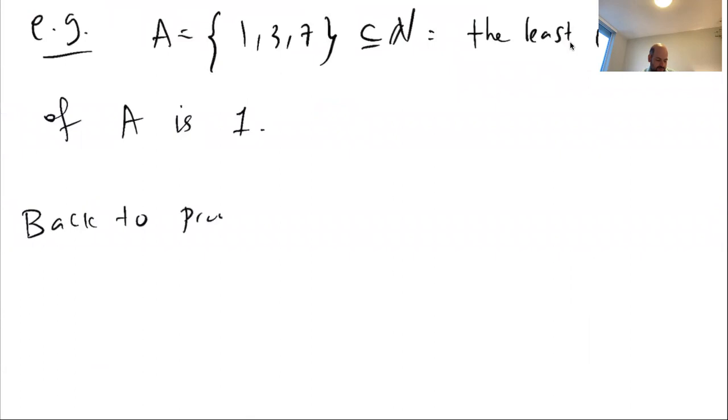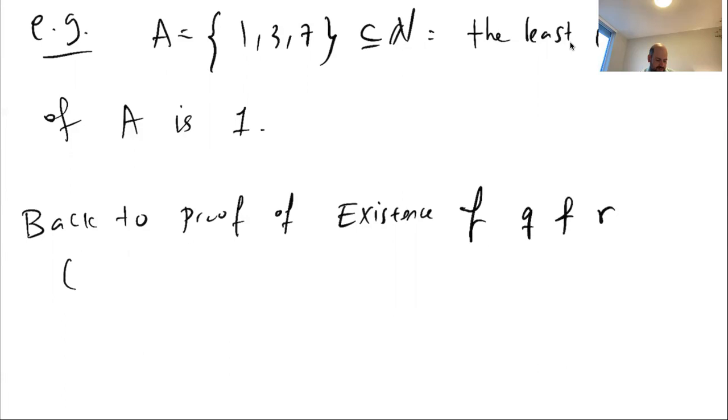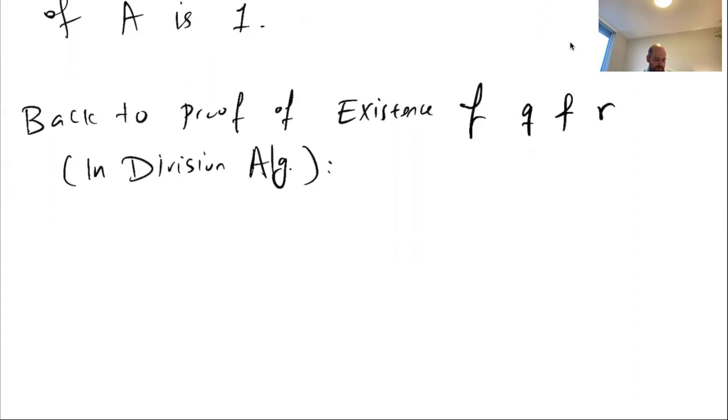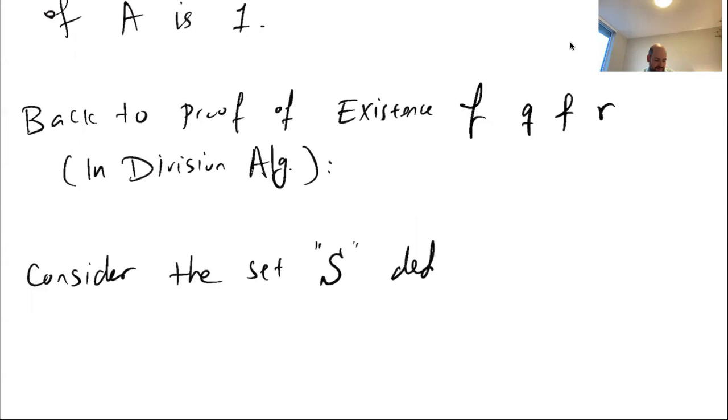So now back to the proof of existence of Q and R in the division algorithm. So consider the set S defined as follows.